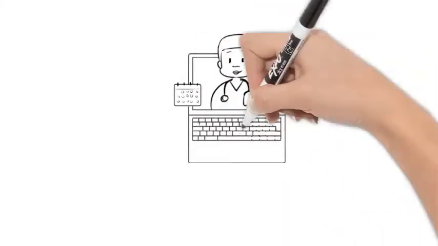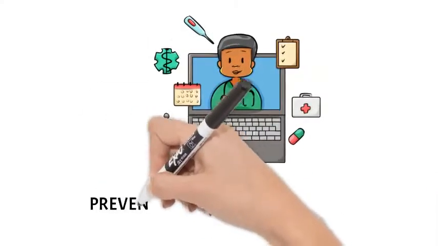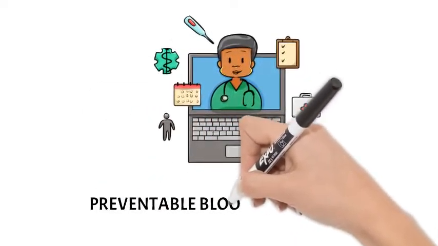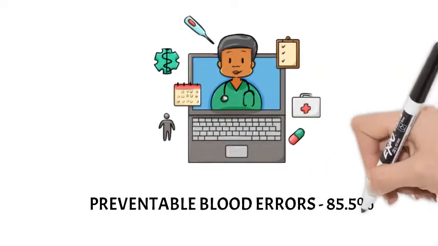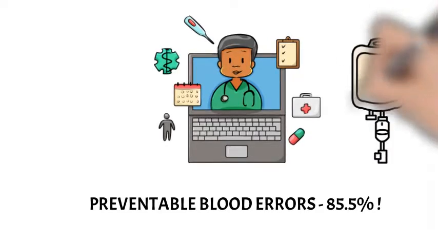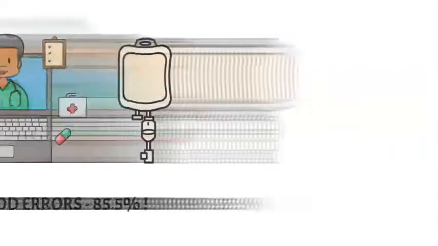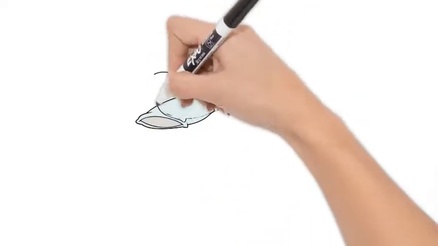In this video, we are going to take a look at how we can avoid blood errors. It is important to cover this topic as preventable blood errors account for a whopping 85.5% of transfusion errors in the UK. This is errors such as labelling errors and transfusion of incorrect blood components. Now let's take a look at how we can make these errors a never event.